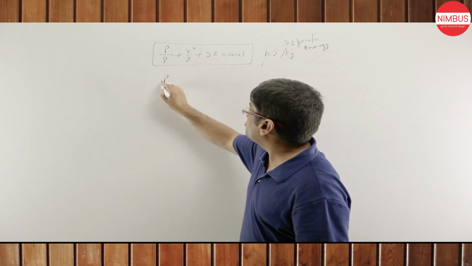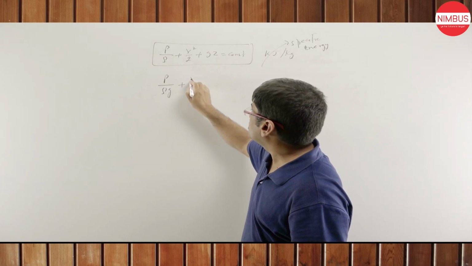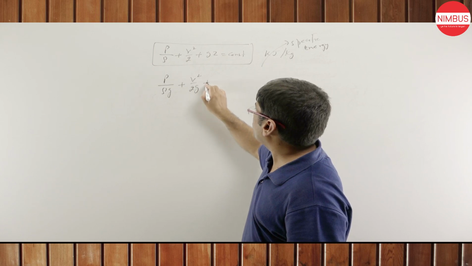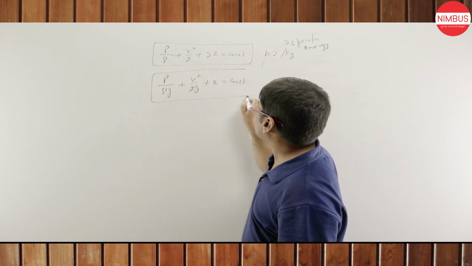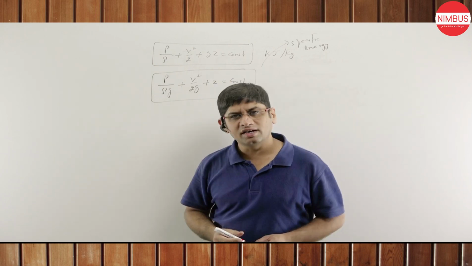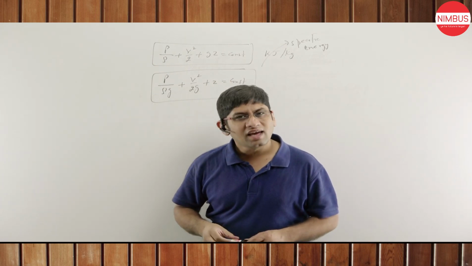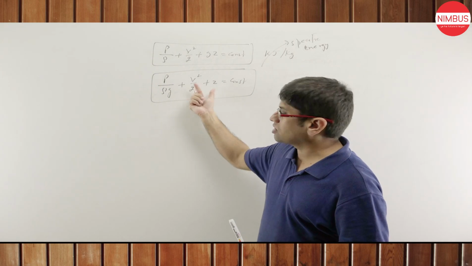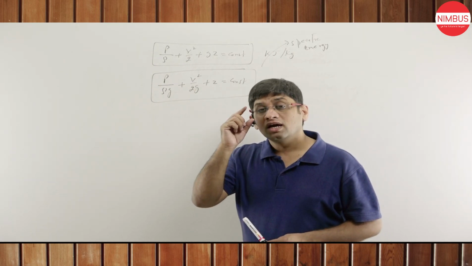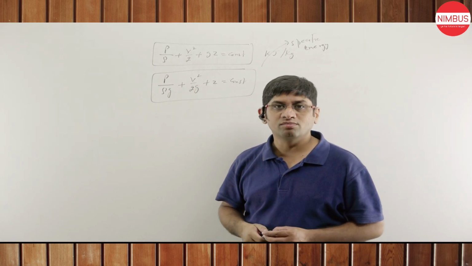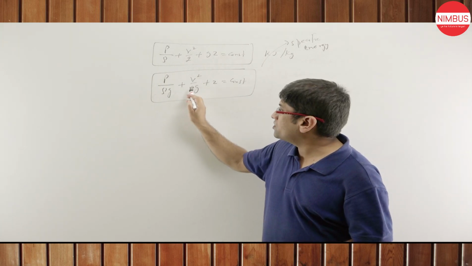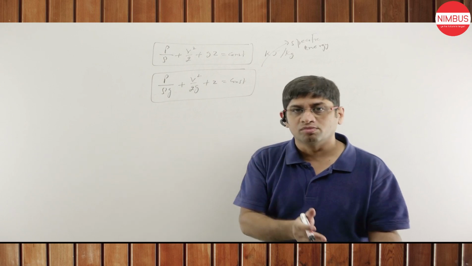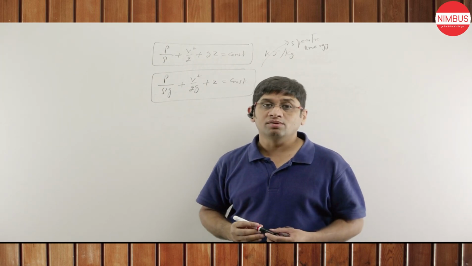Now let me manipulate this equation: P by rho G plus V square by 2G plus Z is equal to constant. Let's see these three terms now. I divided throughout by G. Can you tell me the unit of each term here? And remember what dimensional homogeneity is. That simply means that if one term has dimension of meter, every term which is added or subtracted in the equation will have the same dimension.